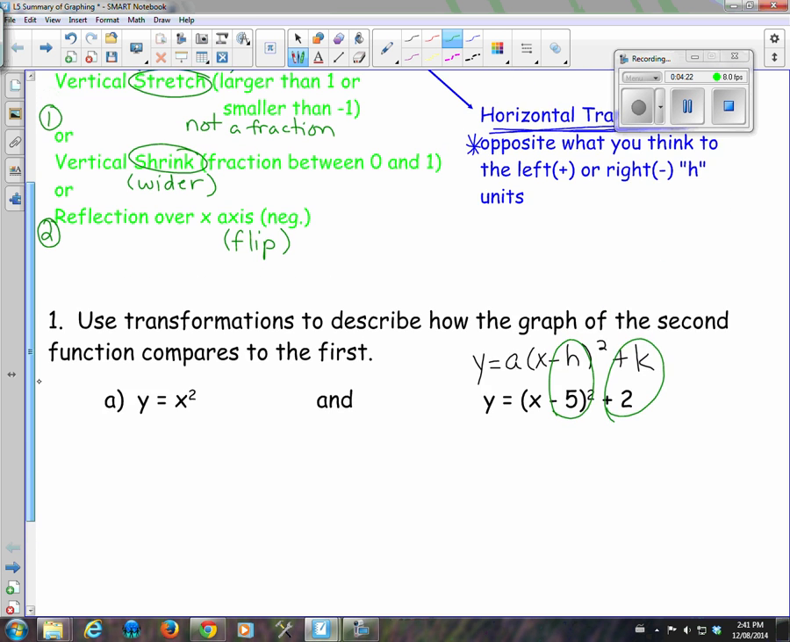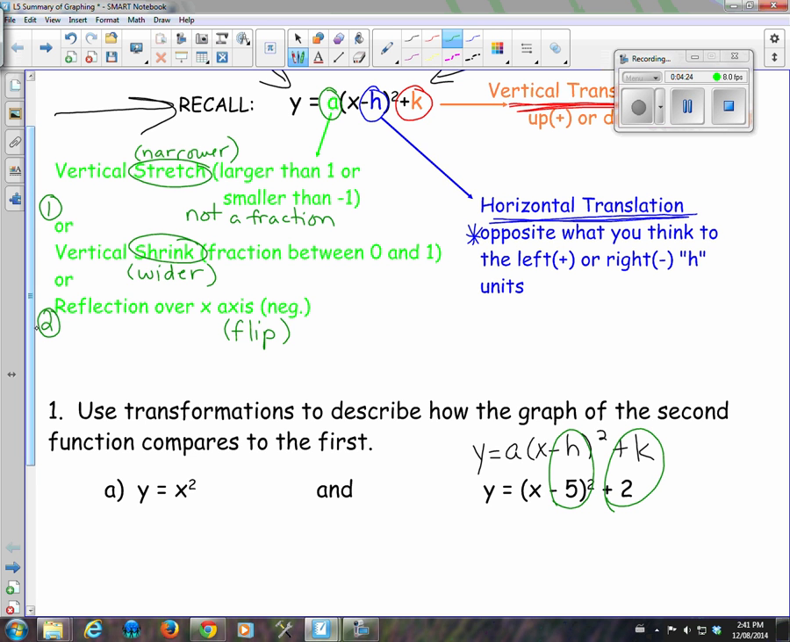And I think of my patterns. h is a horizontal translation. So the 5 moves it across, and it's always opposite what you think. So if it's minus 5, it's going to move left. Sorry, if it's minus 5, it's going to move right 5. And the k number moves it up or down, exactly what you think. So if it's plus 2, then it's going to move it up 2.